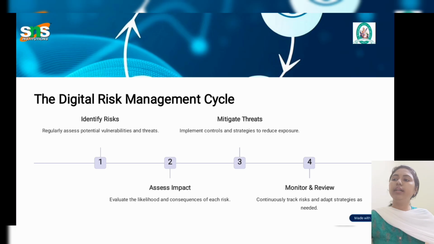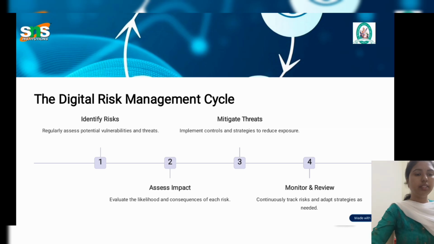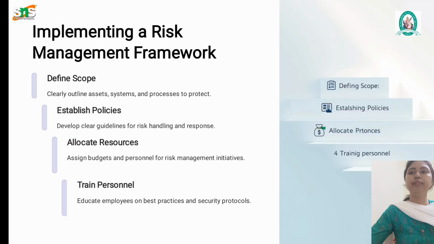The next thing is the digital risk management cycle. First is identifying risk: regularly assess potential threats. The next is assess impact, which means evaluating the likelihood and consequence of each risk. Third is mitigate threats: implement controls and strategies to reduce exposure. The next is monitor and review: continuously track risks and adapt strategies as needed. These are the four steps.